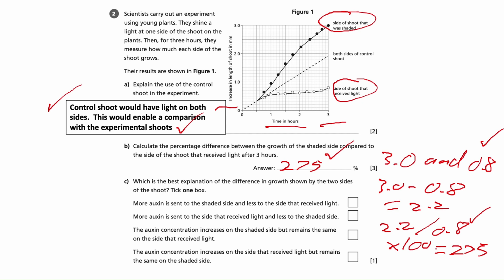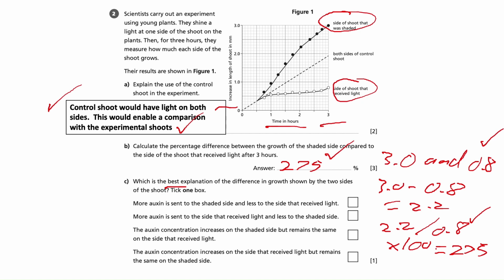Part C, which is the best explanation of the difference in growth shown by 2 sides of the shoot? Tick 1 box. So let's have a look at each of these options in turn and see if we can see which is the best one. Because after all, it is the best explanation we're looking for. So, more oxygen is sent to the shaded side and less to the side that receives light. That definitely does seem like a likely possibility looking at those results. However, we can't just pick that one straight away. We do need to look at the other options and see if they make sense.